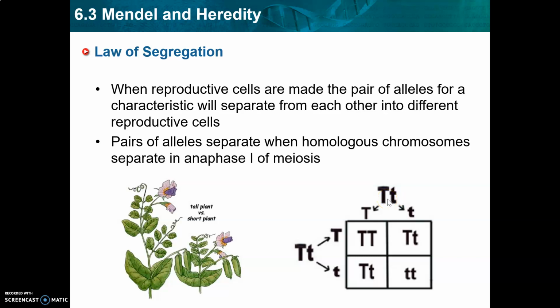Segregation means separation. So those two alleles will separate from each other, one going into one gamete, one going into the other. And our Punnett square is telling us that the offspring could either inherit the gamete with this allele or the gamete with this allele, but it can't inherit both of these alleles that came from the same parent. And that is what our law of segregation tells us.